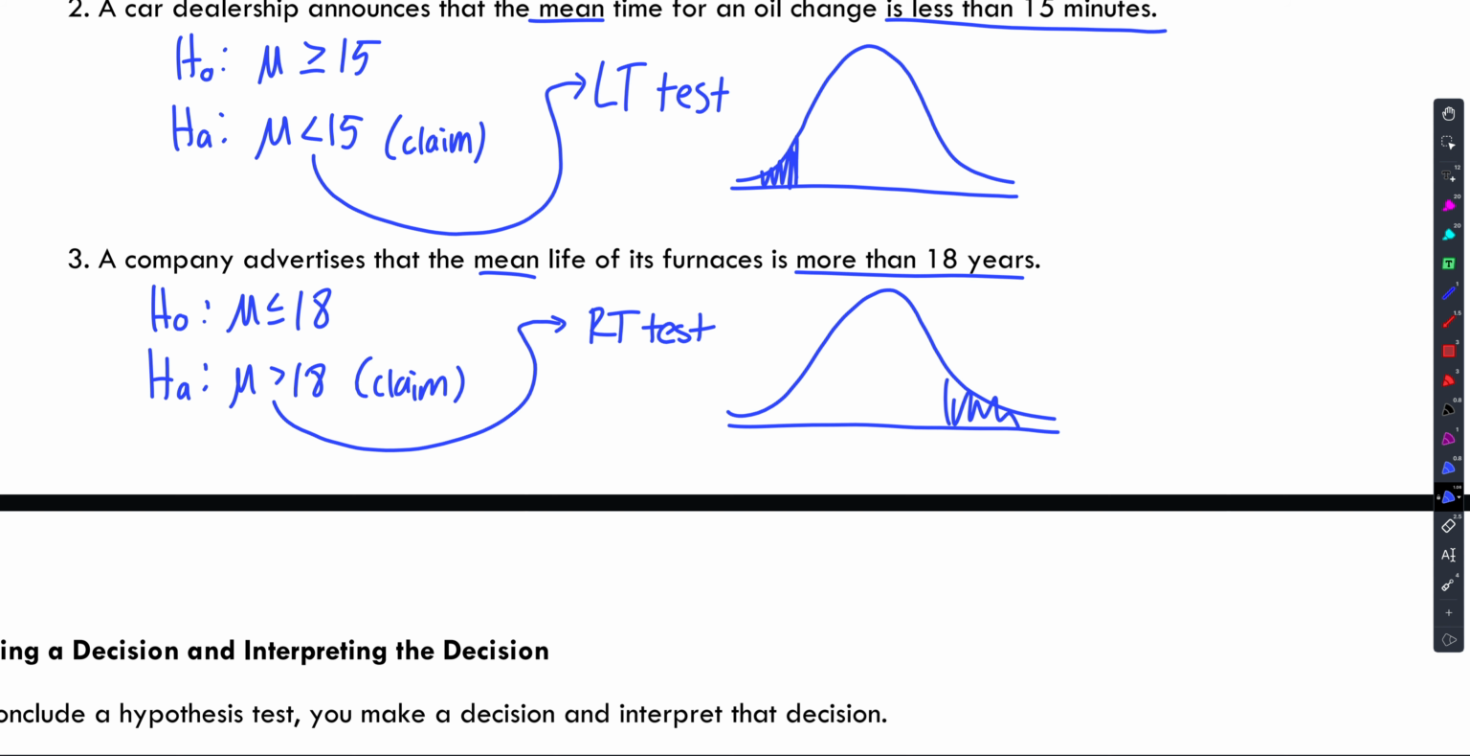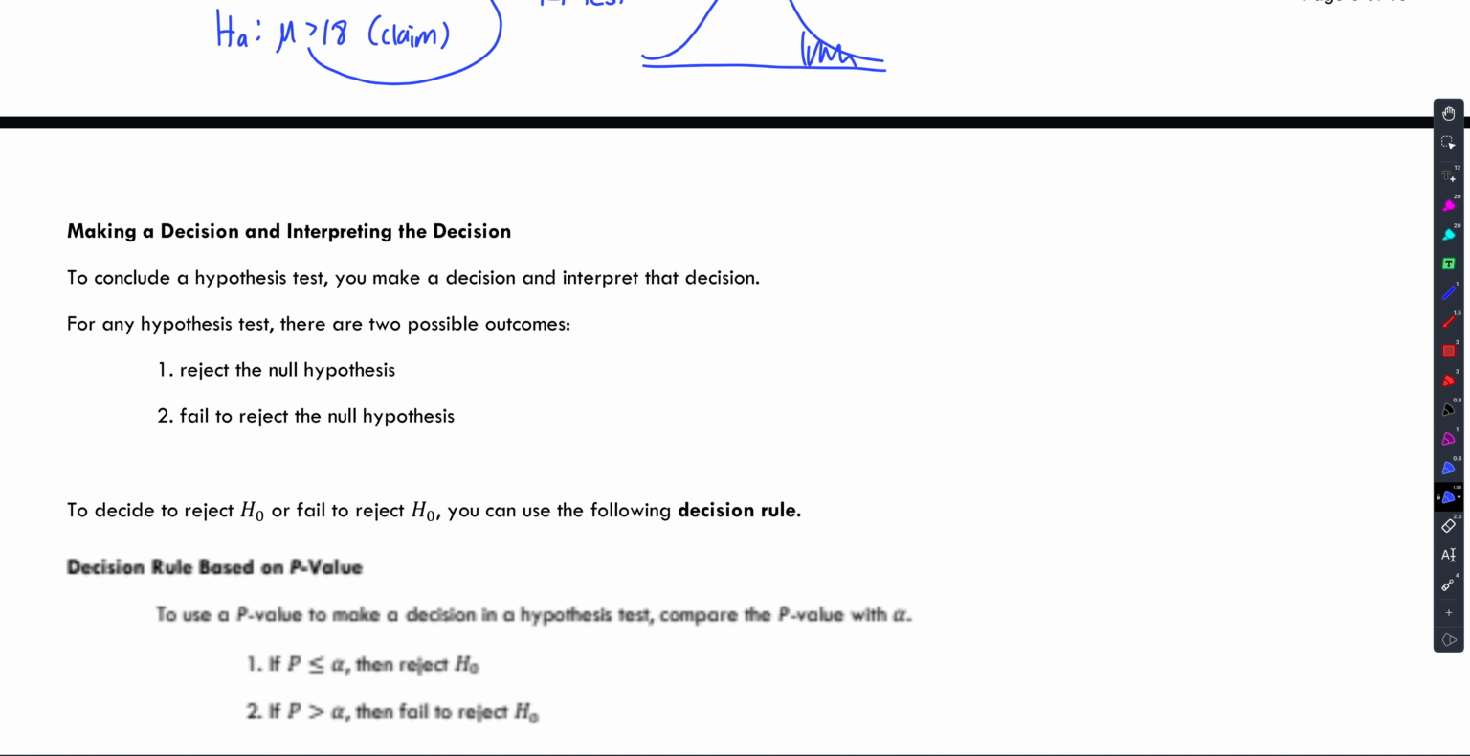Questions on how to determine the type of test that we will be dealing with? All right, next.